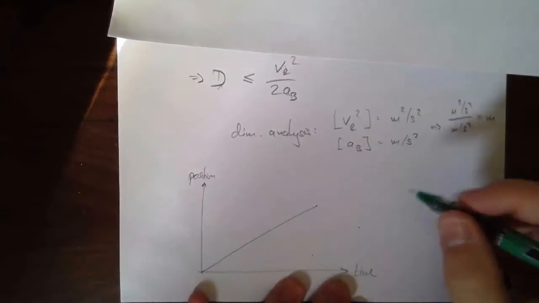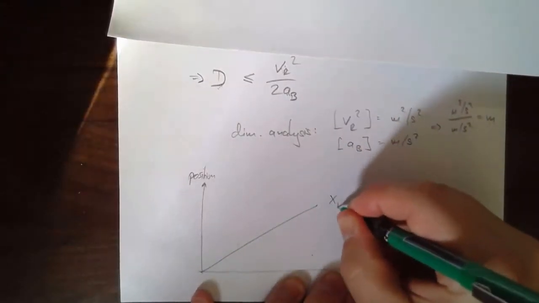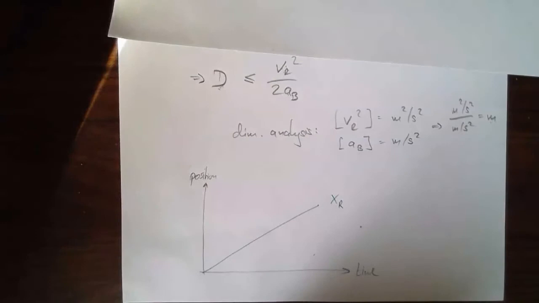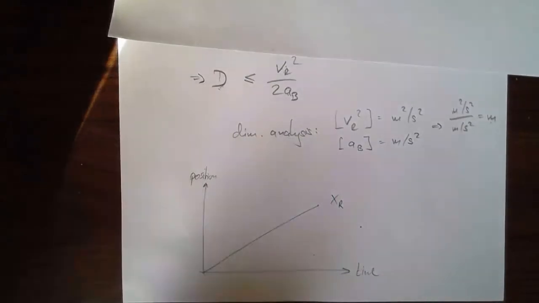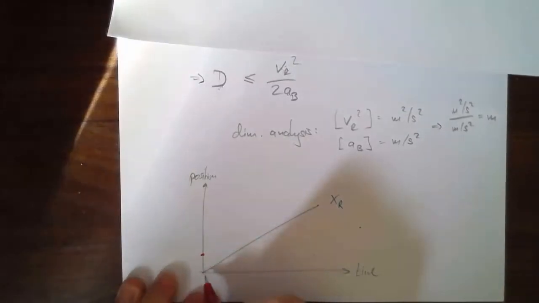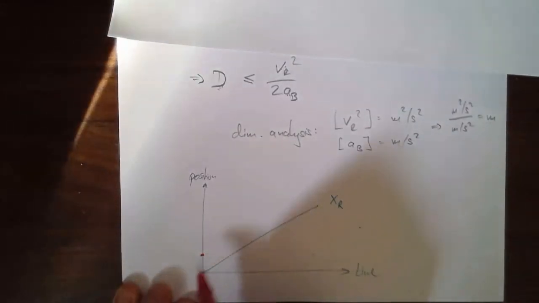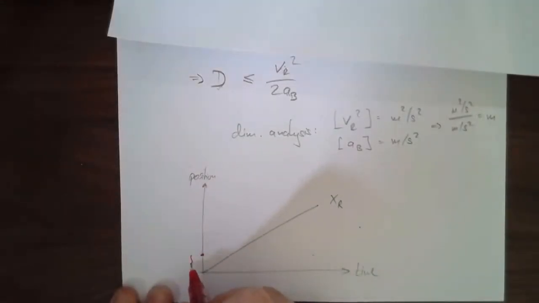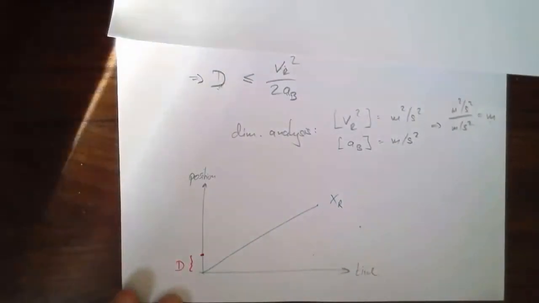Right, so this is a straight line. This is the position of the runner. What about the bus? The bus is accelerated motion. It starts from rest. It might start somewhere here though, because there's a head start, right? So this height here would be the position D.